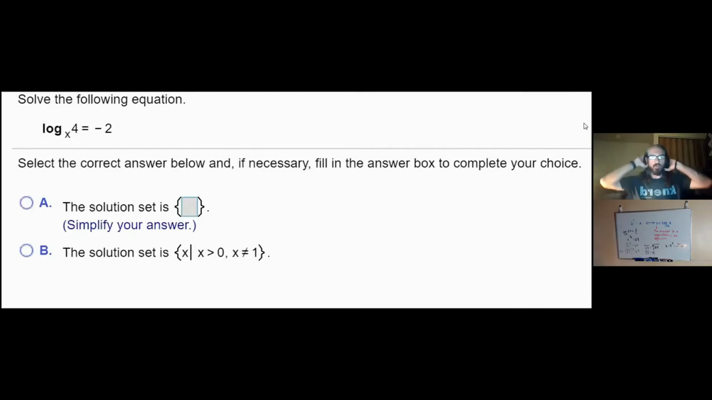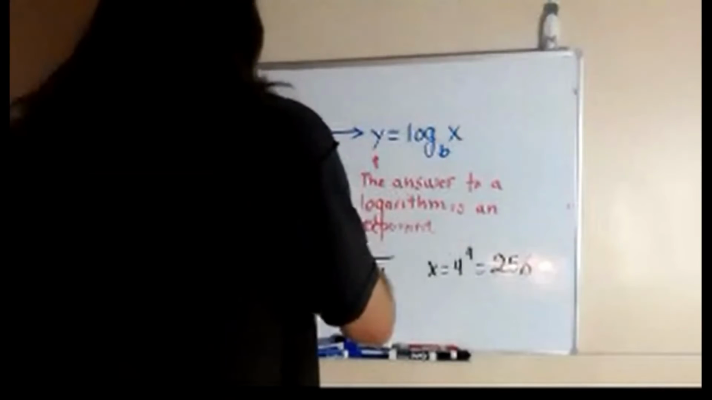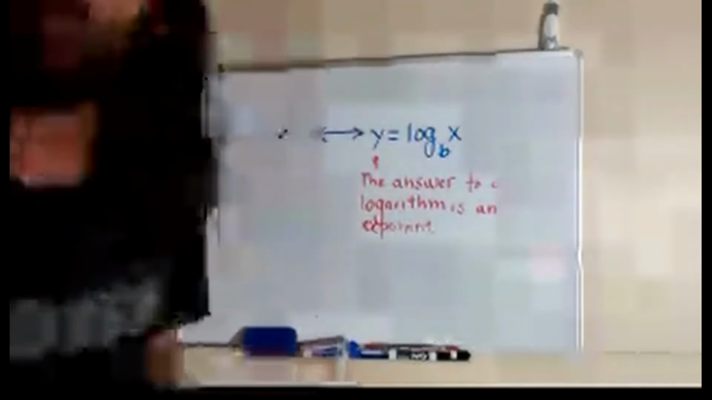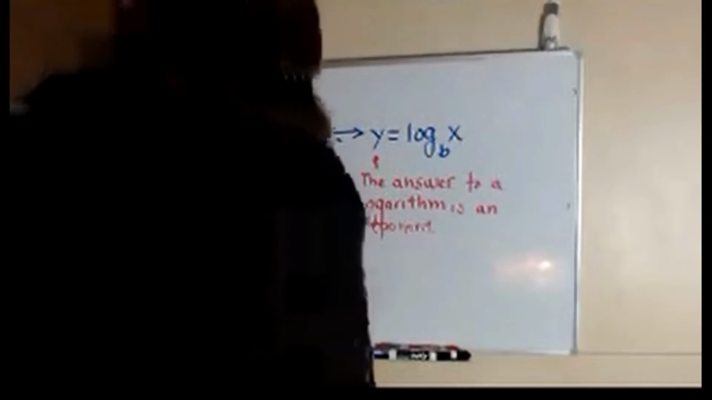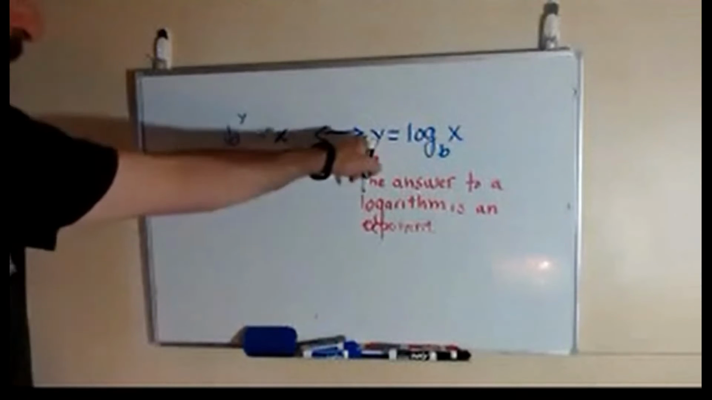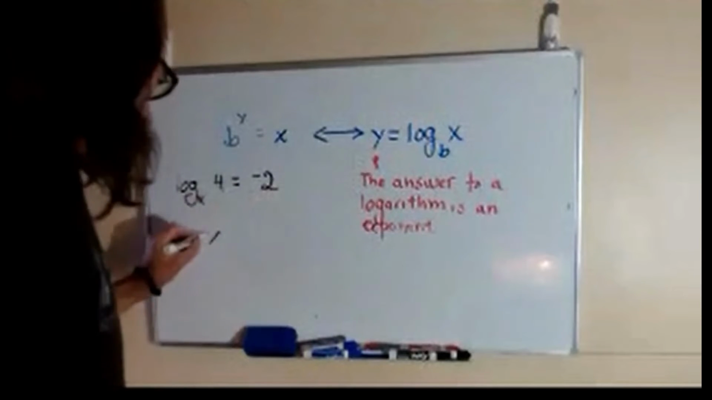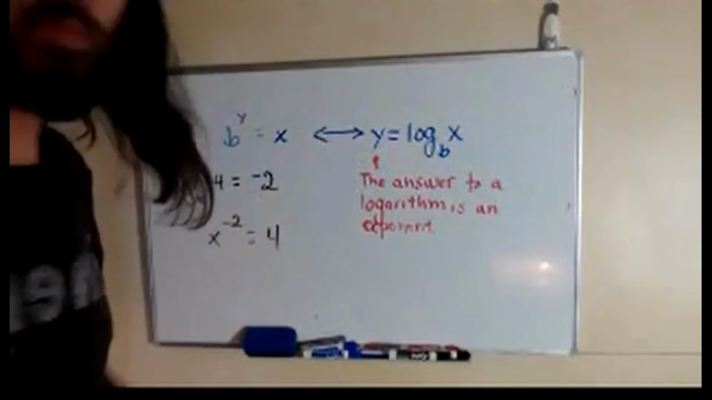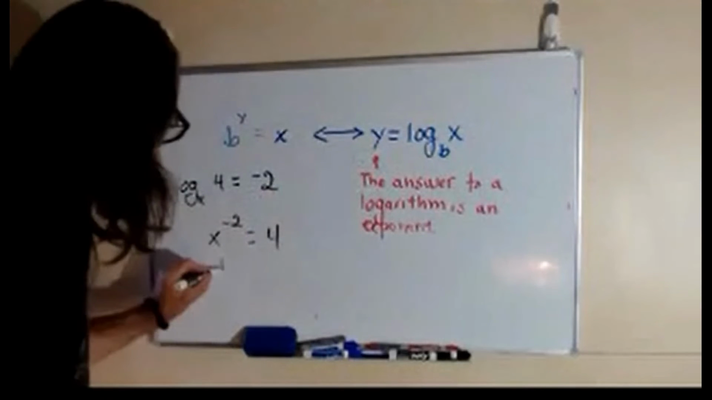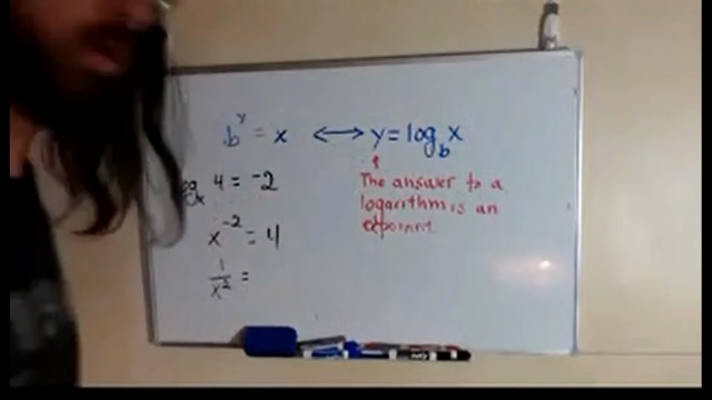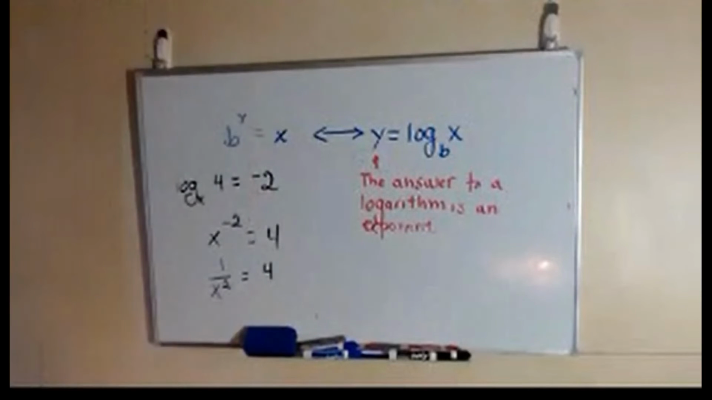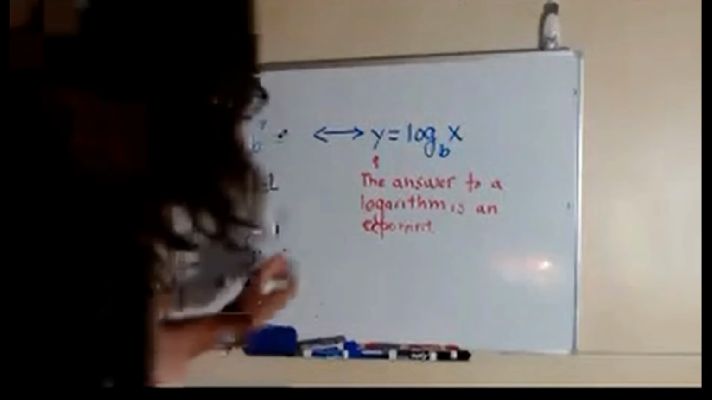So here we may be dealing with something similar to the last one. Log of 4 in base x equals -2. So -2 is going to be an exponent for the base x. And by process of elimination, that equals 4. Well, x to the -2 is the same as 1 over x squared, right? I can multiply both sides by x squared to get rid of fractions.